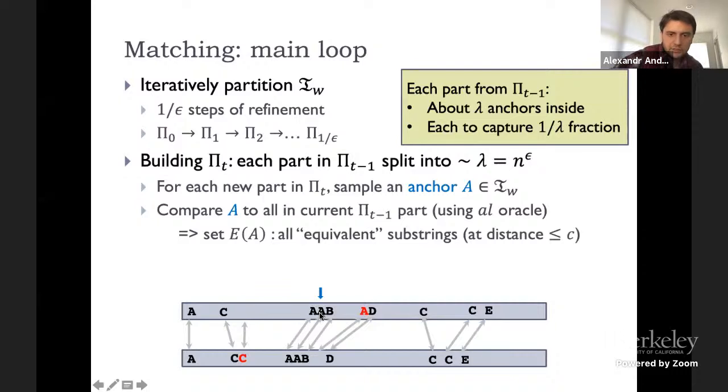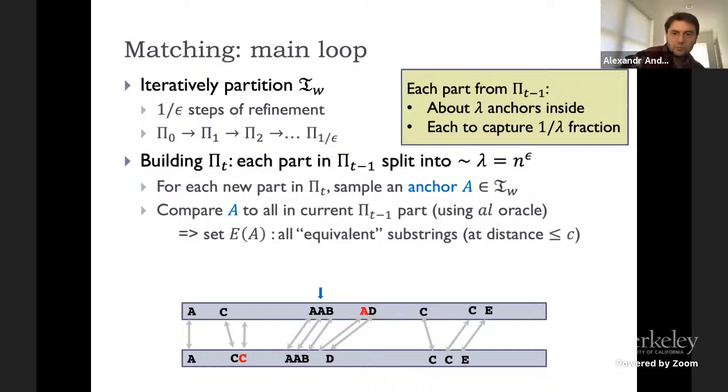This blue anchor, we compare to everything else in the part, right? So we compare to A and C and B's and everything here, and we find its friends basically, right? Its friends in the same equivalence class. So basically all the other A's here. Okay, some of them are errors, some of them are not. We call this E of A. This is the equivalent substrings, right? The distance at most C.